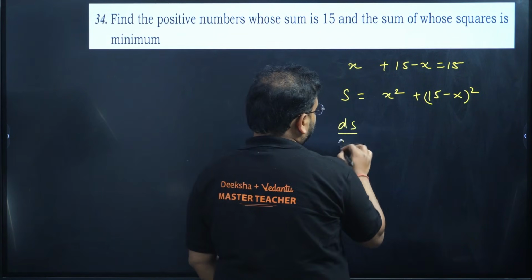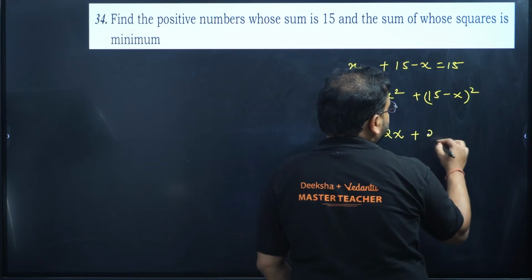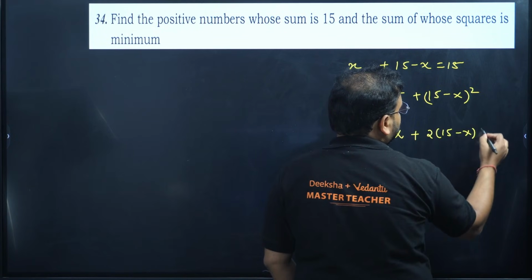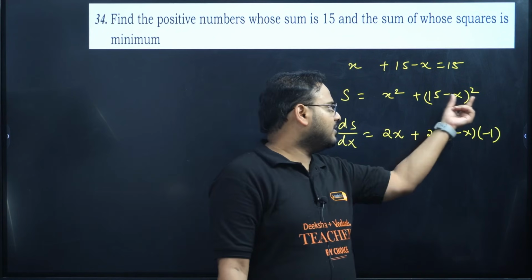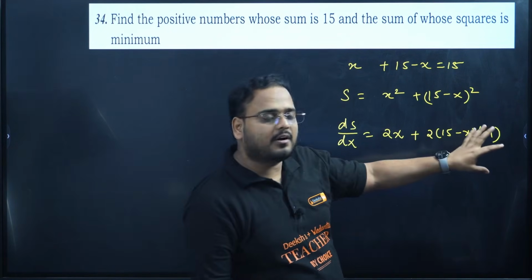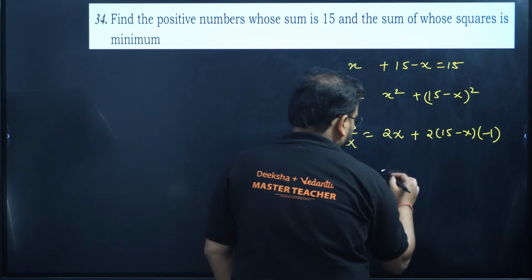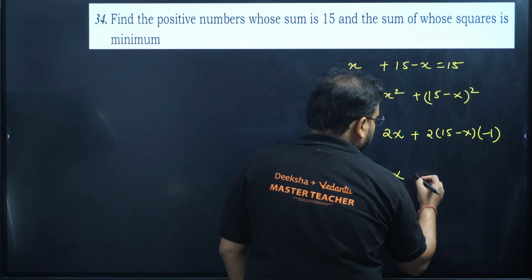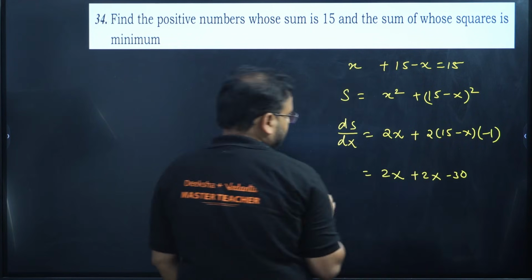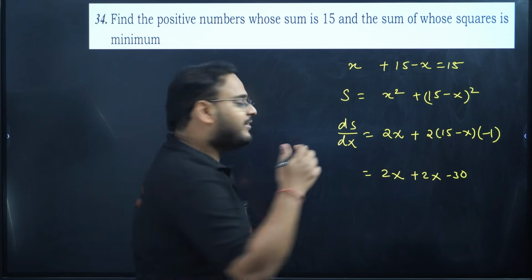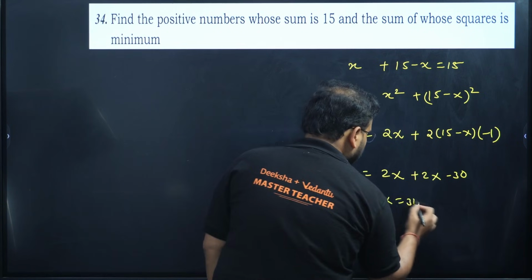Differentiate the square with x, you'll get 2x. Over here you'll have plus 2 times 15 minus x into minus 1. Correct? Please check. The derivative of this will be 2 into 15 minus x, then you have to differentiate minus x also, and we'll get minus 1. Expand this, you'll get plus 2x again, and minus 30. To get the critical point, you put the derivative equal to 0. So you'll have 4x equals 30.